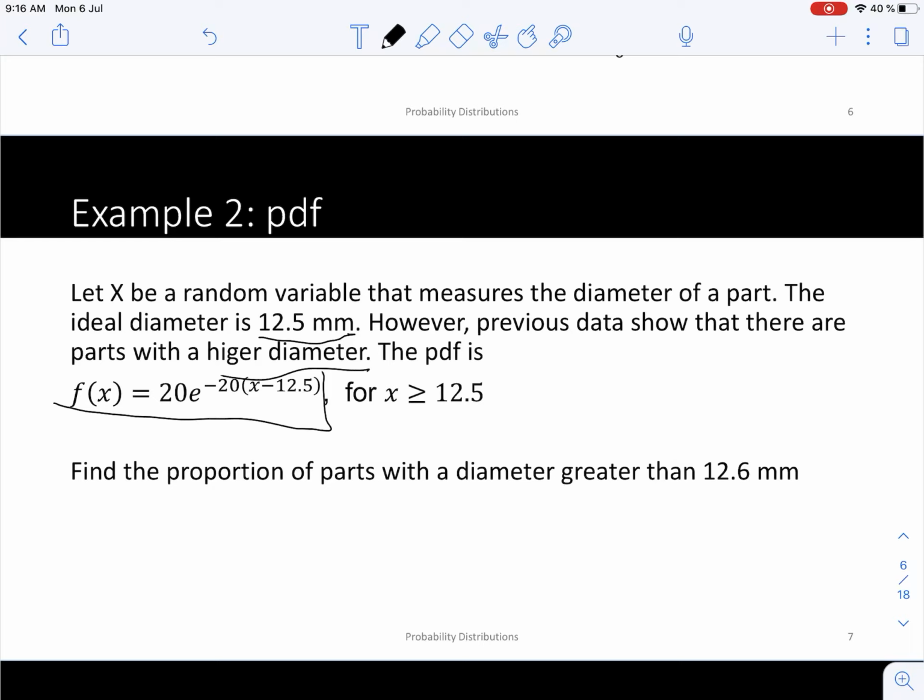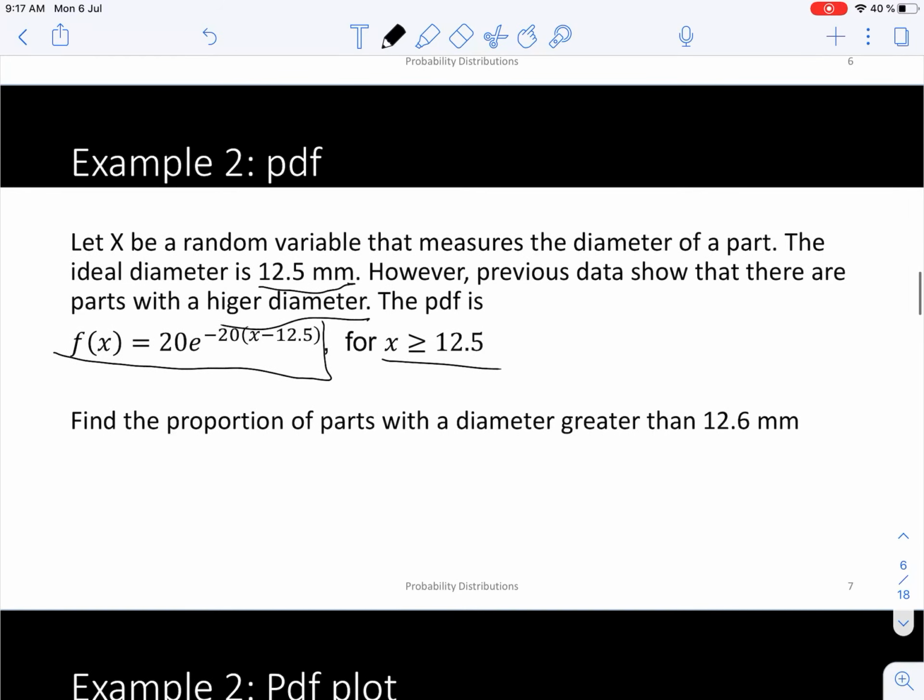20 times e to the power of minus 20 times (x minus 12.5). So this is important. X is defined for values greater or equal than 12.5. So for values below 12.5, the PDF is equal to 0, right? That's the meaning of this expression. So the question in here is to find the proportion of parts with a diameter greater than 12.6.